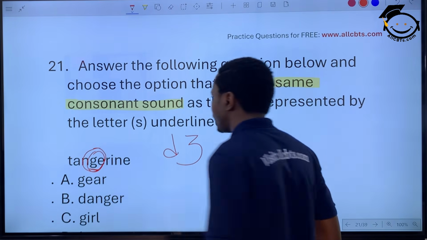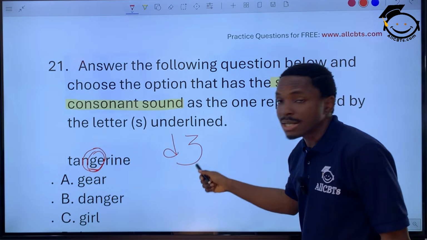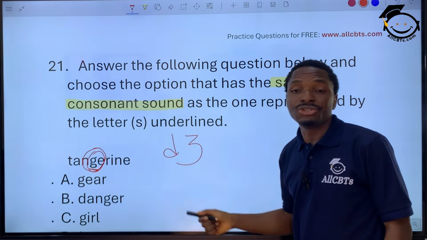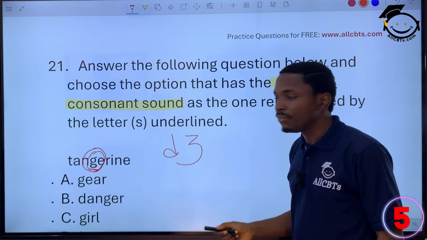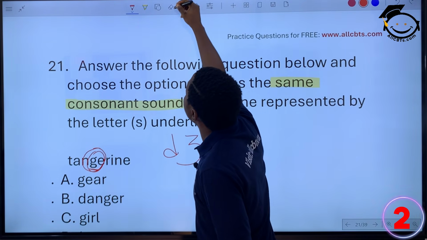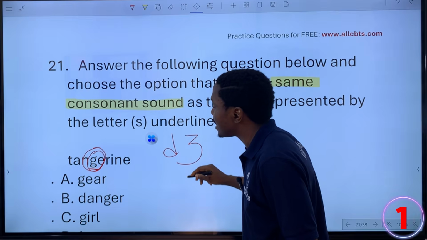Now this is the sound in tangerine. Are you there? Now, which of these options have that sound?